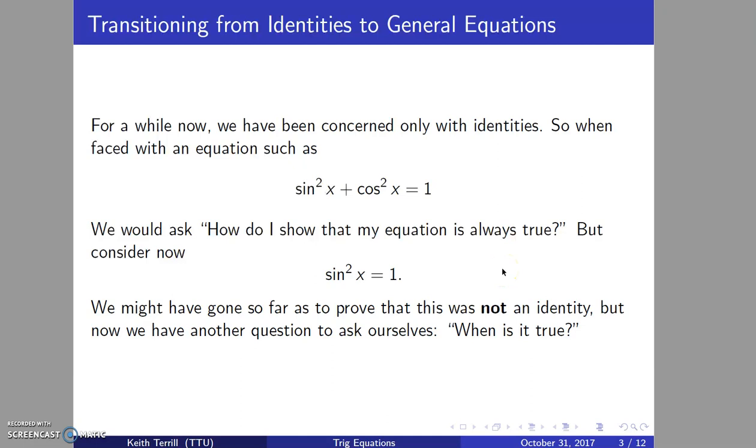But I can still ask myself, when is this true? What would I have to put in for x to make it be true? There's got to be something, right? For instance, I know that sine of pi over 2 is 1. So sine squared of pi over 2 is also 1. So there are values that make it true. I just wonder what else I would need.